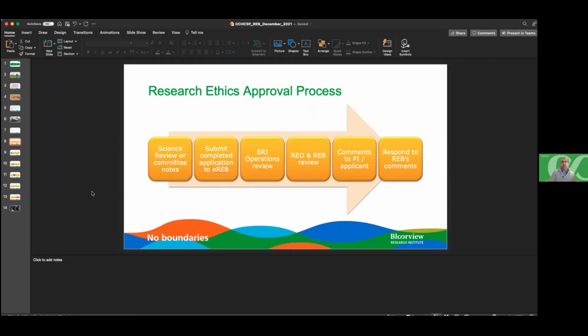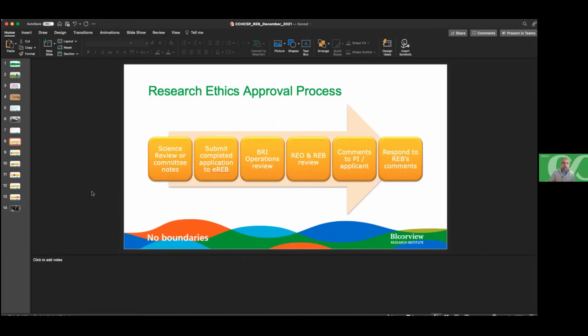Or if it's smaller, minimal risk student-led projects, then you can allow your committee notes to stand in place of a science review, as long as there's critical feedback from the committee about the scientific protocol, and then comments back from the student justifying the rationale for the choices that they've made in their protocol, or pointing out where the changes have been made to strengthen the protocol overall.